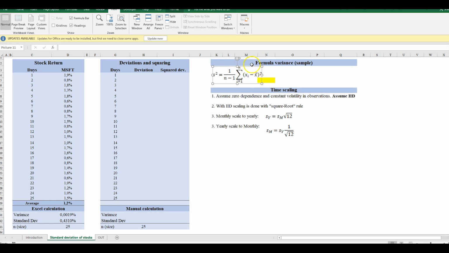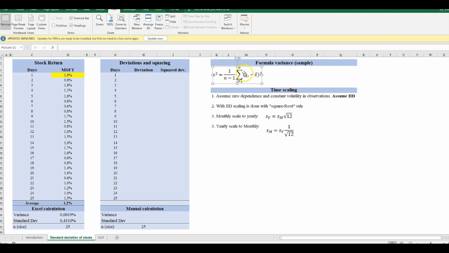And on the right hand side here, we have a large sigma, Greek large sigma, which means mathematically that we sum over. And in this case, we sum over the observations from 1 to n. And in the case with our time series, we sum from 1 to 25.